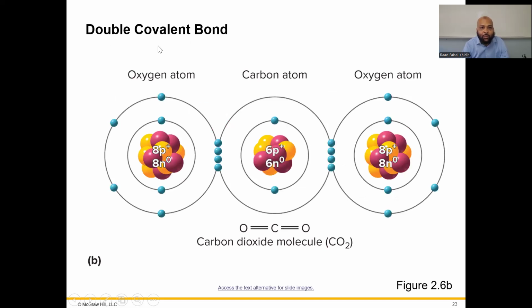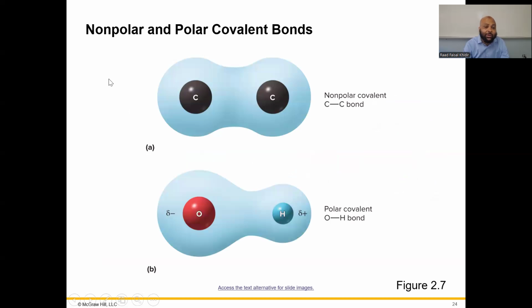Okay, the double covalent bond. Double covalent bond means that there are two pairs of electrons that are shared. So let's look at oxygen bonding to carbon. Here, carbon is sharing two electrons, and oxygen is sharing two electrons, and now they have a bond. Oxygen is sharing two electrons, and carbon is sharing two electrons, and they are having a double bond. So now let's look at polar.